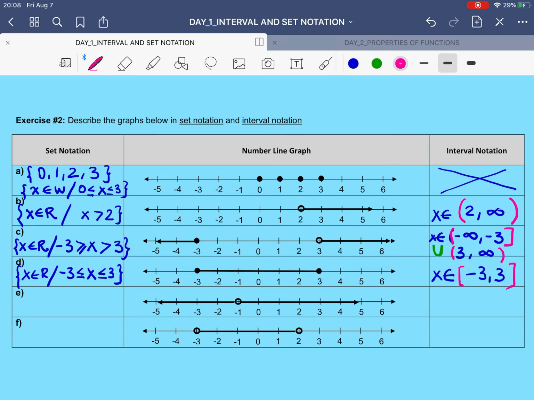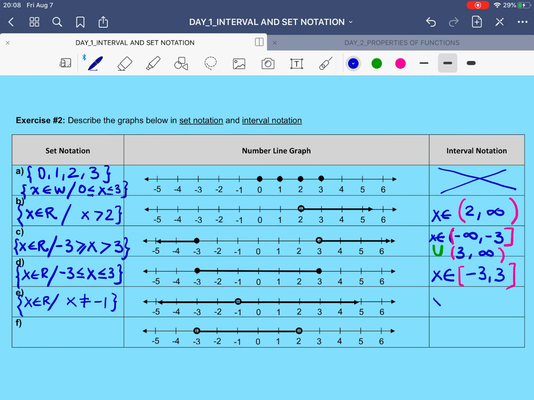In the next example, we are going to describe it in set notation as any real number x, such that, now you see that all the numbers are included on the number line except for -1. So we can simply describe this as x different than -1. So we are including all the real numbers except for -1.